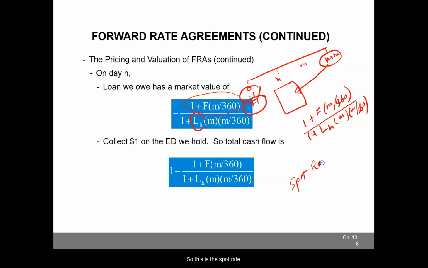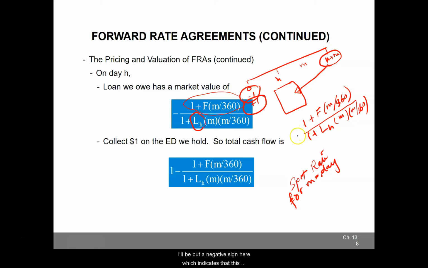So this is the spot rate for M days. In other words, we can say in the example that we did previously, it is the spot LIBOR rate 30 days from now for 90 days. So it is the 90-day LIBOR's rate 30 days from now in the spot market.